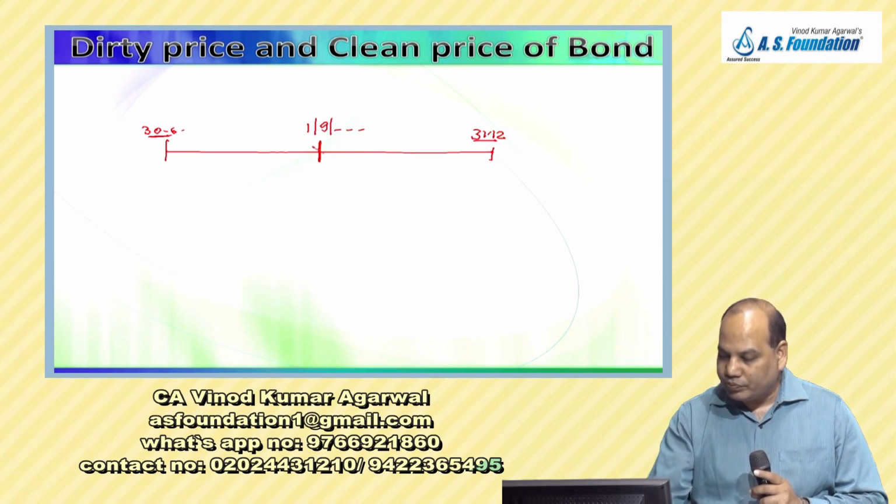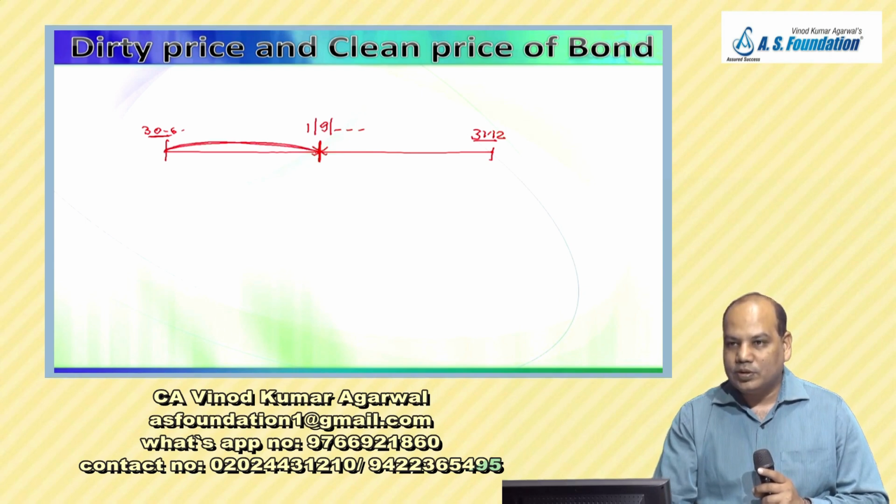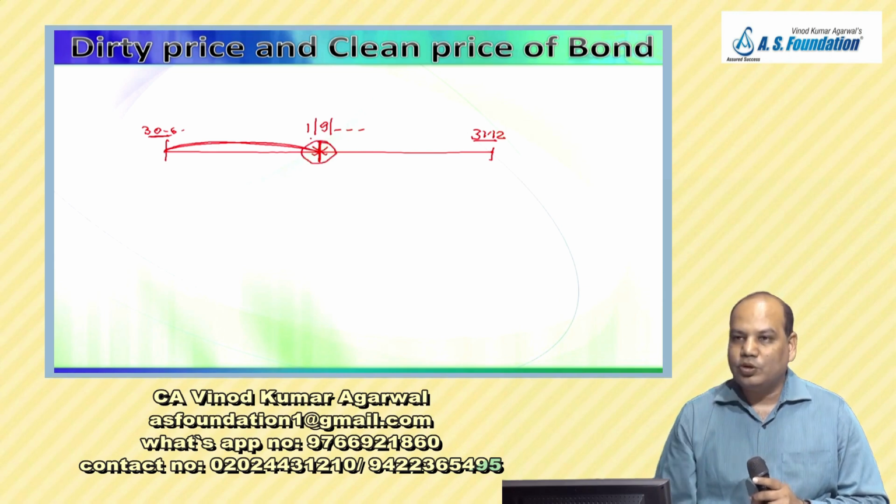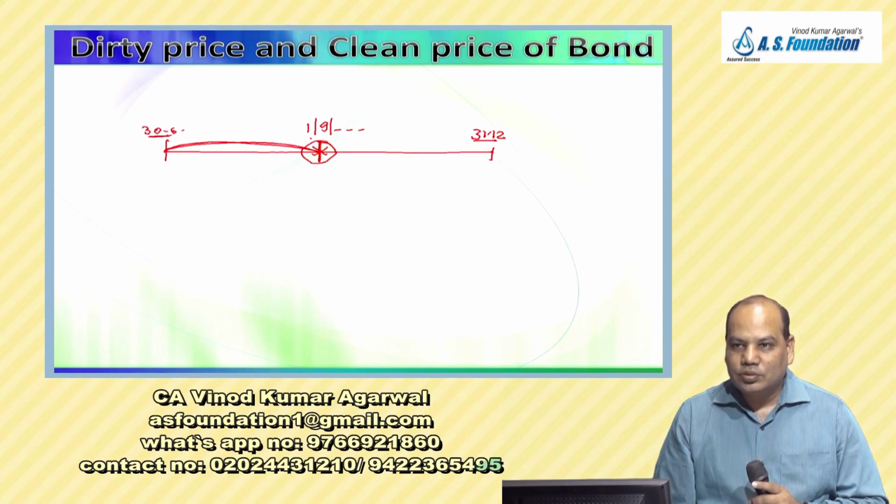So some interest has accrued from 30th June to 1st September. Is it right? So there can be two values of this bond on this day. One is without considering the interest accrued, that is ex interest price or clean price, and one is after considering the interest accrued, which is cum interest price or dirty price. Okay.